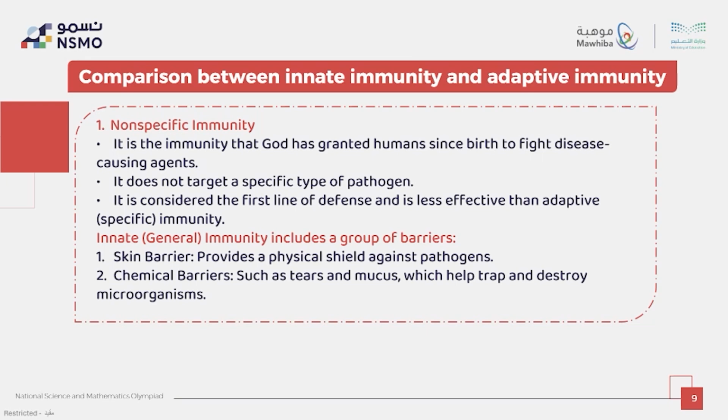So the innate immunity, for example, skin, a physical barrier preventing pathogens, and also tears and mucus, chemical barriers trapping and destroying microorganisms. Think about that. If non-specific immunity does not identify specific pathogens, how does the body respond more strongly when the same disease attacks again?